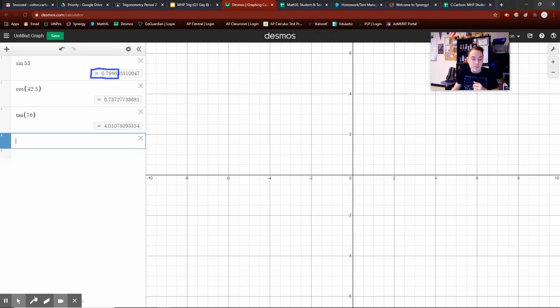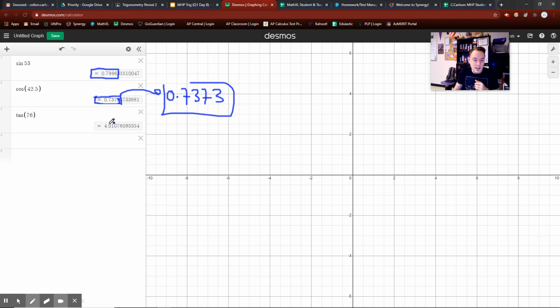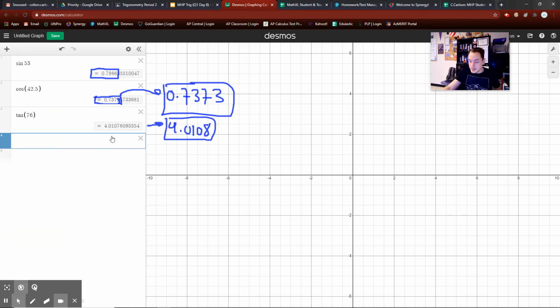And most of the time, MyMathLab will ask you to round to the 4th decimal place. So this 2 becomes a 3. I'm going to blow it up here. 0.7373. So that's that answer. And then this becomes 4.0108. Okay, so those are the rounded answers right here. Let's go on to the next examples.